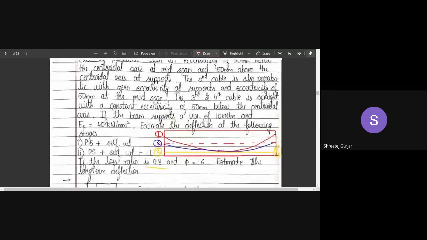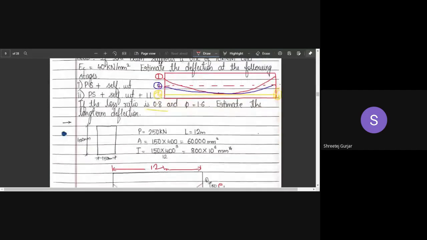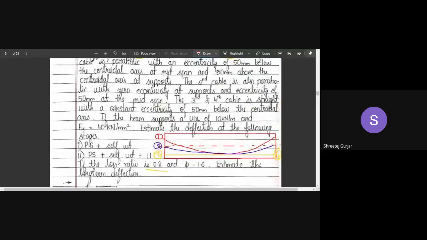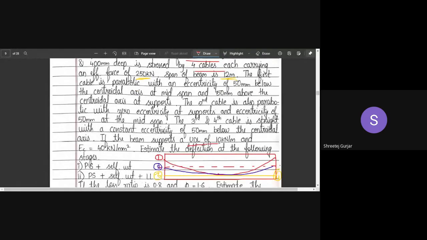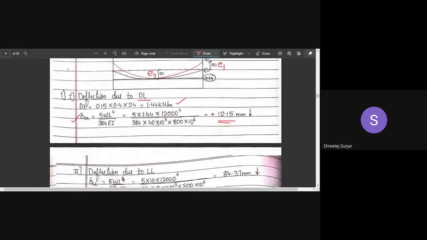Live load is given. How much live load? Okay, beam supports a UDL of 10 kilonewton. Here you can see it is a UDL. Okay, live load is also UDL, so the same formula will be applicable. 5 by 384 WL raised to 4 by EI. Only change will be this. Okay, intensity is 10. Substitute, and then this is also positive. So this is also downwards.